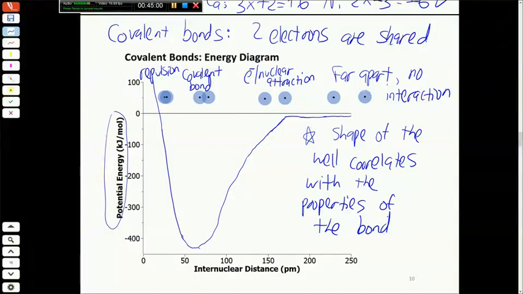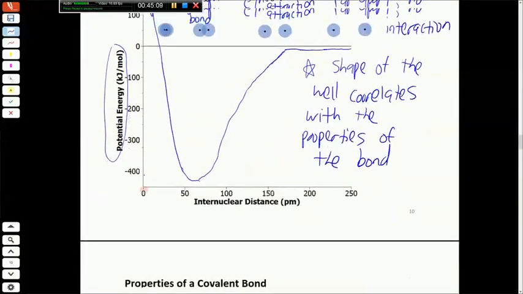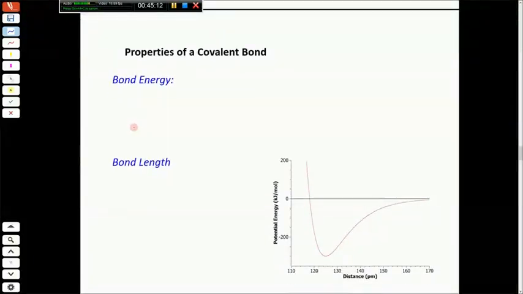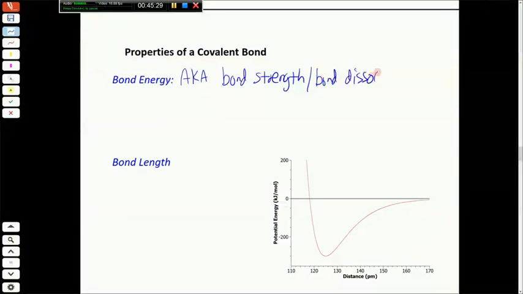All right, so let's talk a little about what those properties are then that we can sort of understand from this type of graph and some of the important properties to then be able to compare when we're looking at different bonds compared to each other. So one of those properties is called bond energy. This has a couple of synonyms that I'll give you. It's often referred to as bond strength, or a little bit more formally, bond dissociation energy. So those are two other things that we call it. And what it is referring to is the energy required to break the bond.